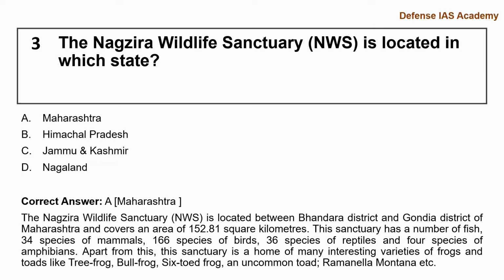The Naxira Wildlife Sanctuary is located between the Bandara district and the Gondia district of Maharashtra and covers an area of 152.81 square kilometers. The sanctuary has a number of fish, 34 species of mammals, 166 species of birds, 36 species of reptiles, and 4 species of amphibians. Apart from this, this sanctuary is a home of many interesting varieties of frogs and toads like the tree frog, bullfrog, etc.